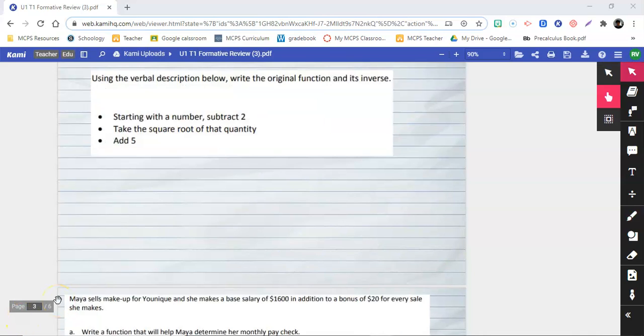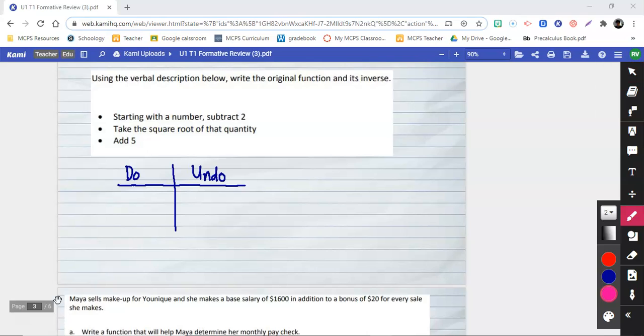Another example showing inverse relation is when we are given a verbal description to write a function and its inverse. Let's take a look at this example. The verbal description is as follows. Starting with the number, subtract 2, take the square root of that quantity, and add 5. In this type of problem, we can utilize the do and undo chart.